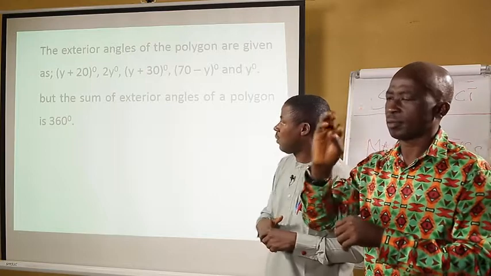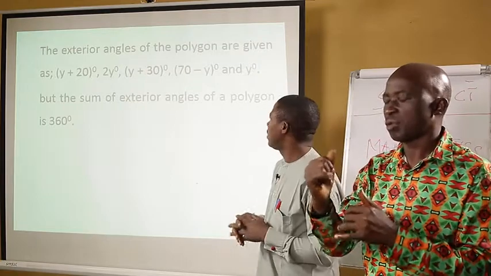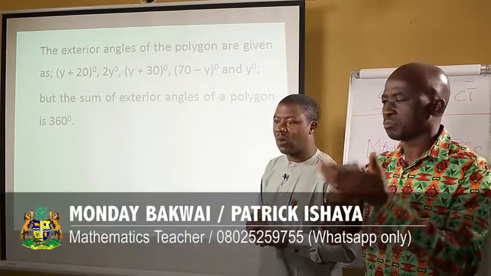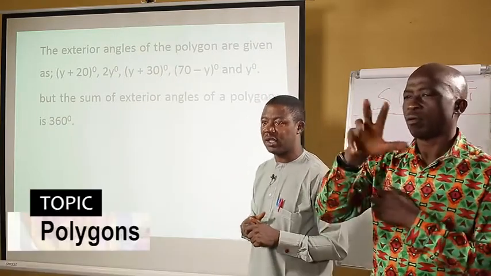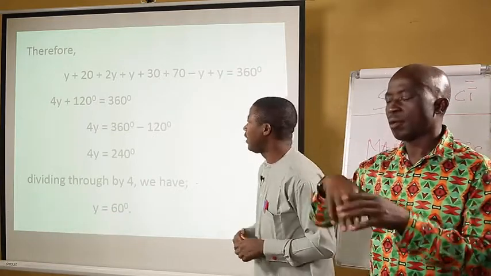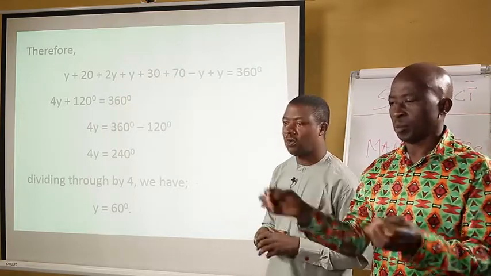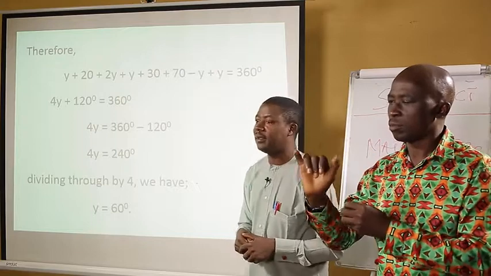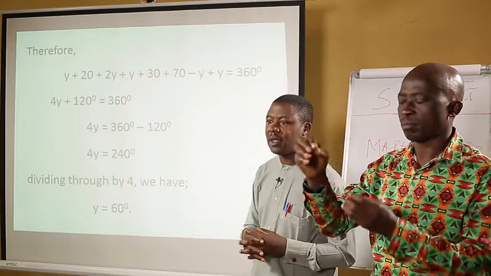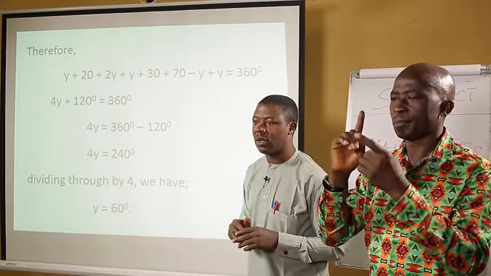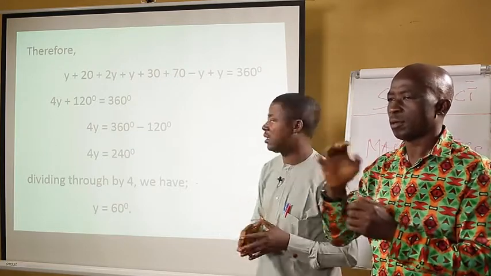Now we are given y plus 20, 2y, y plus 30 degrees, 70 minus y degrees, and y degrees. If you sum them up, you have 360 degrees, because they are exterior. So we have y plus 20, plus 2y, plus y plus 30, plus 70 minus y, plus y, equals 360 degrees. It is a theorem, it is a fact that you should know.